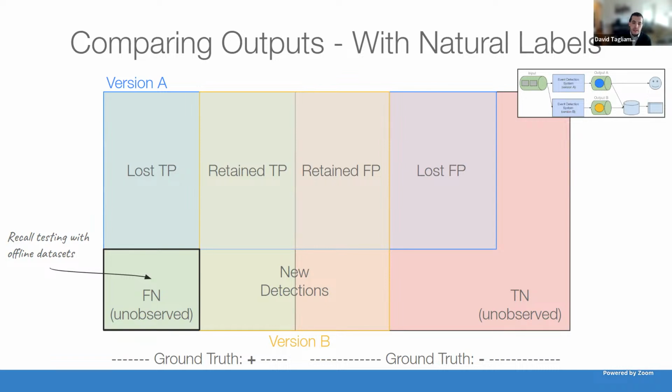There's one other really important category here, which is these unobserved false negatives. These are things that neither version A nor version B detects. If you look only at your model outputs, you'll never find these. This is why recall testing is really important. We mentioned this at the start. It's a good part of a holistic solution, but it's not sufficient on its own. It's really important for all these examples which you don't see regularly. It's especially important for rare events, which you don't expect to see that often.